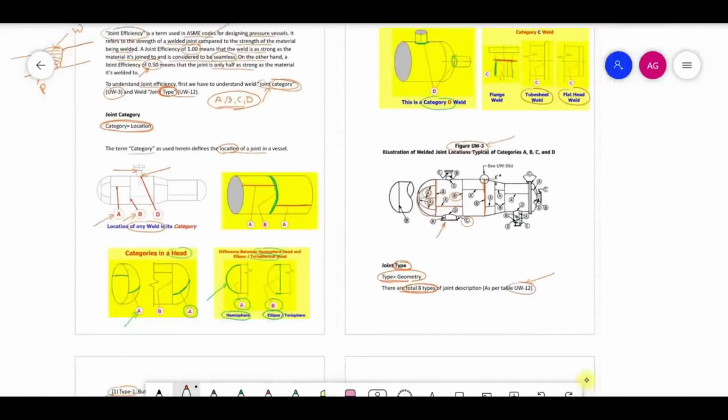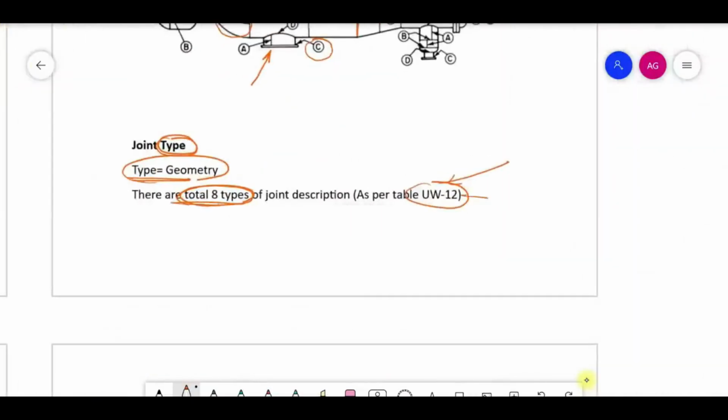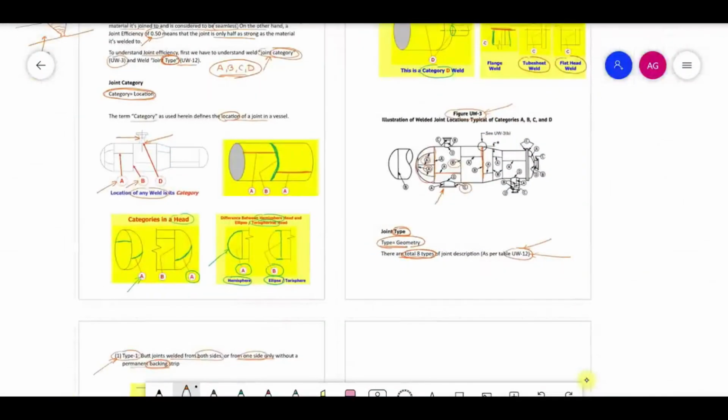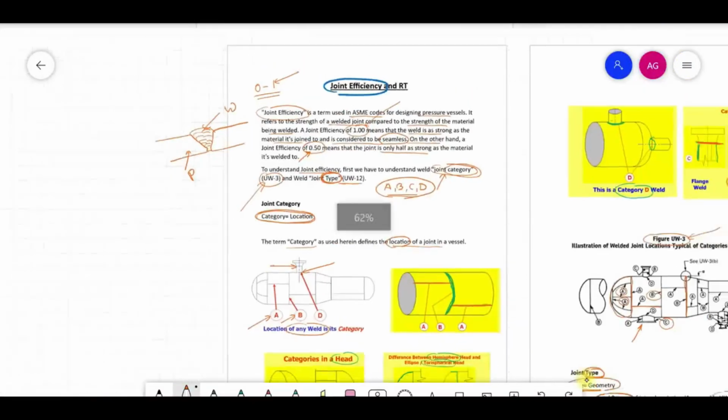You will get them in the SM code. For this, you will get this YAD12. You will have to refer to this table, and if you want to see the joint category, then for that you will see YAD3. If you see YAD3, the categories of joints will be found in different ways.